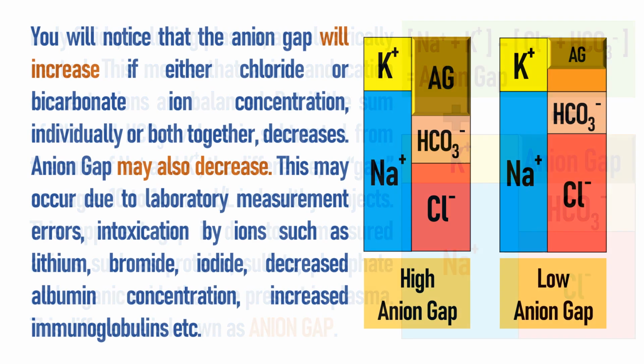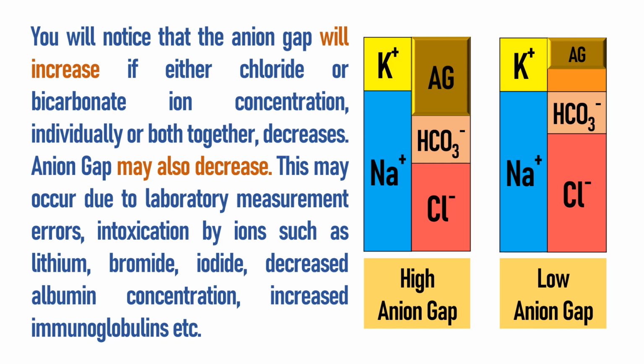You will notice that the anion gap will increase if either chloride or bicarbonate ion concentration, individually or both together, decreases. Anion gap may also decrease. This may occur due to laboratory measurement errors, intoxication by ions, such as lithium, bromide, and iodide, decreased albumin concentration, increased immunoglobulins, etc. Anion gap is a useful parameter when it comes to diagnosing the underlying cause of acid-base disorder. In metabolic acidosis, the value of anion gap depends on the actual cause of acidosis.